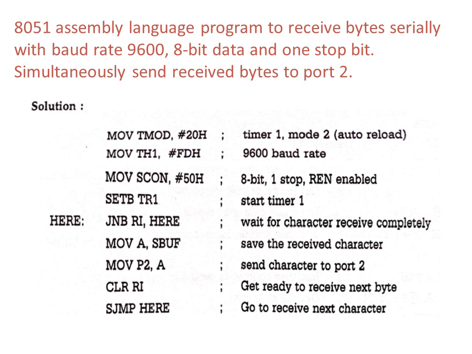The thing is we should receive bytes serially with a baud rate of 9600, as specified, 8-bit data and 1 stop bit, that means mode 1 operation, and simultaneously send the received byte to port 2. So whatever we receive at SBUF should be sent to port 2. This is what we need to do now.